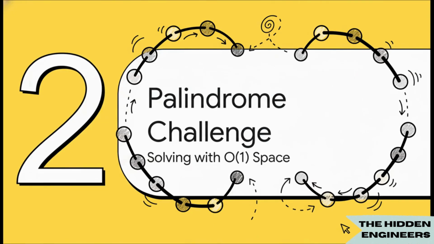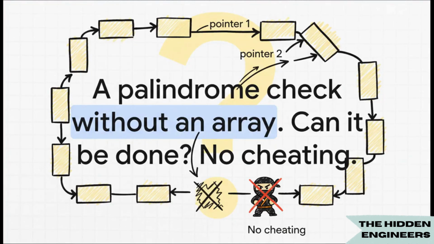All right, let's switch gears to our next challenge, and this one adds a major constraint. We need to check if a linked list is a palindrome, but here's the catch. We have to do it with constant, or O of 1, extra space. So what does that mean? Well, it means the easy way out is off the table. Copying all the values into an array and using a simple 2-pointer check, nope. No cheating. We have to solve this by only manipulating the list itself.